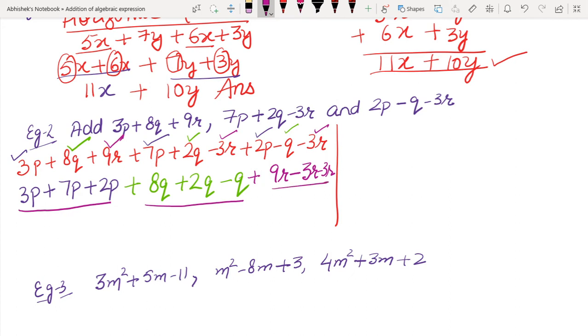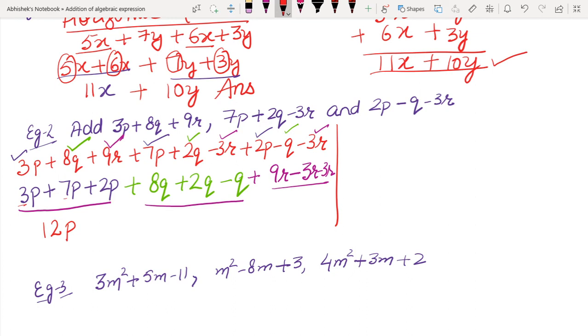Just underline the like terms. Now just add the coefficients of like terms using simple addition techniques, and the variable which is common is written as it is. So here variable p is common, it will be written as it is. So 3 plus 7, 10, 10 plus 2, 12. So here it is 12p.